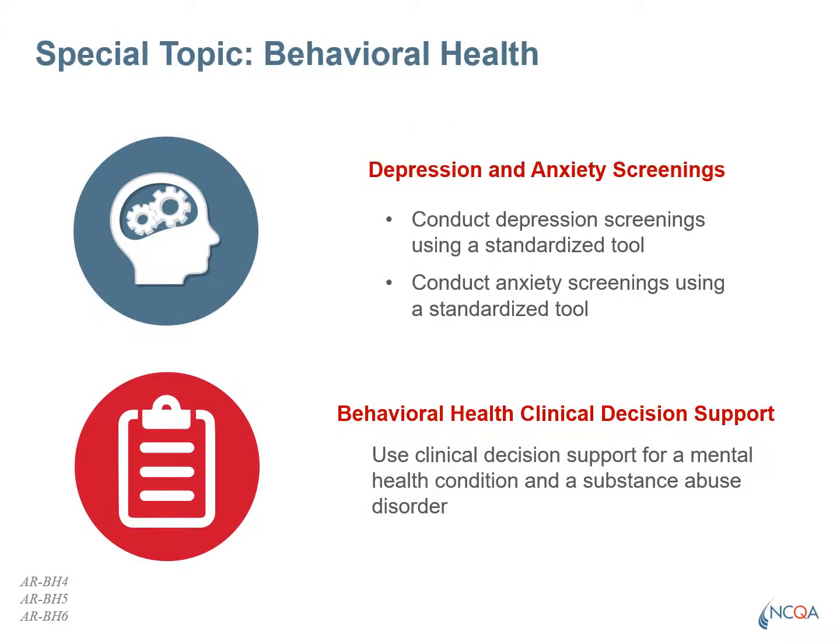The next 2 requirements are about behavioral health screenings for depression and anxiety. If the practice conducts depression or anxiety screenings, we would like to know the tool being used for each screening and a brief description of the population given the screenings. Practices are also asked to report the numerator, which would represent the number of patients screened, and the denominator, which would represent the total number of patients.